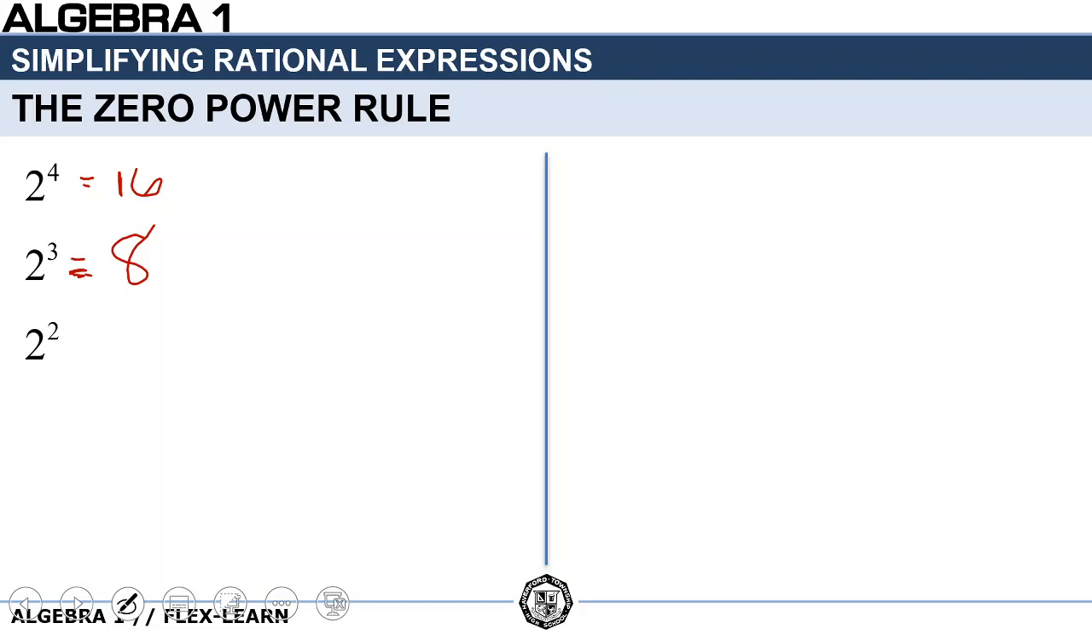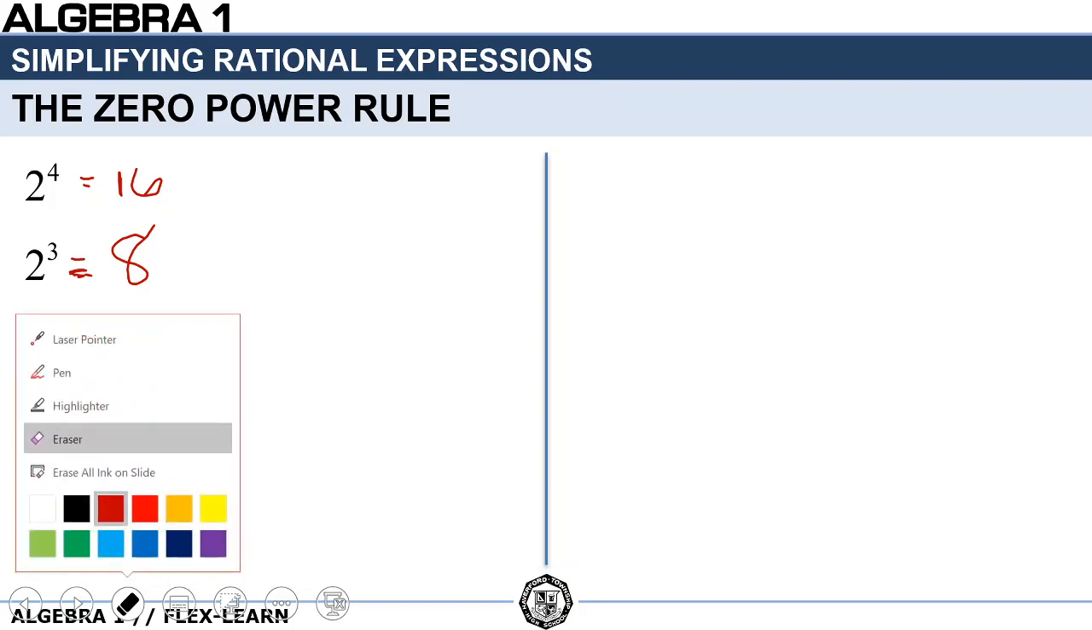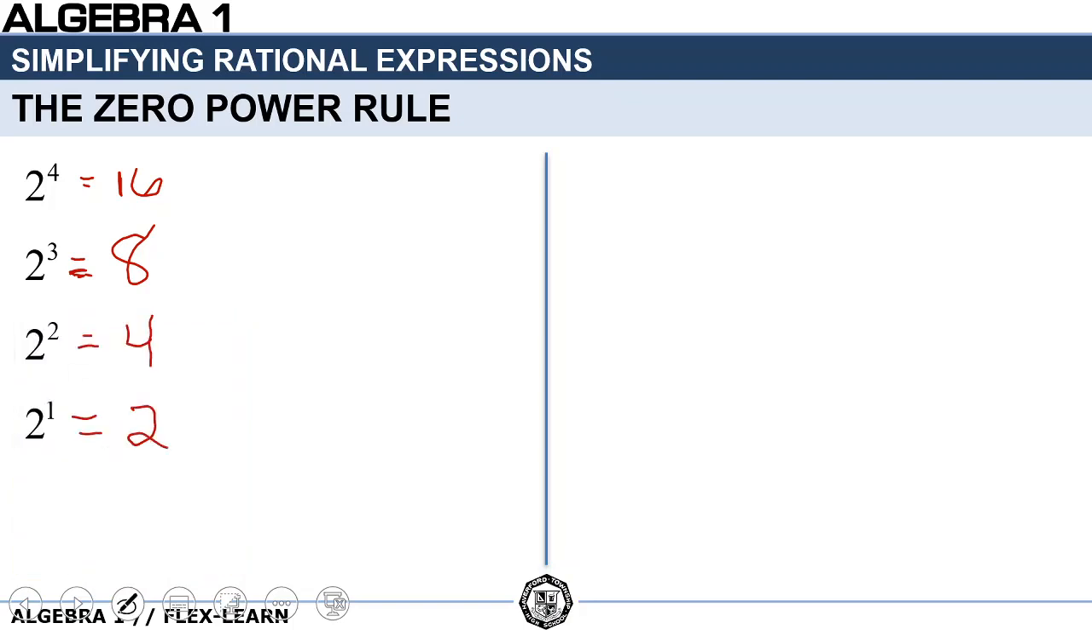If I do 2 to the 2nd power, that's going to be just 4, because 2 times 2 is 4. If I do 2 to the 1st power, I'm going to get 2, because anything to the 1st power just always equals the number itself. Okay, but what do you do when you get 2 to the 0 power?